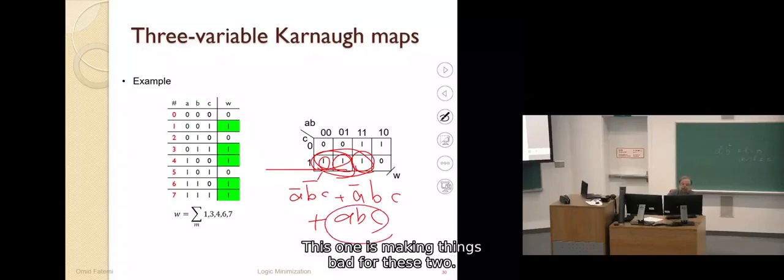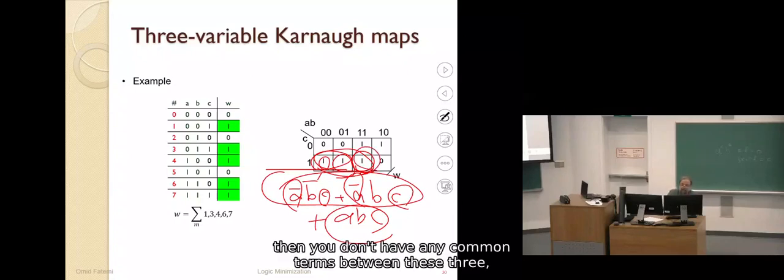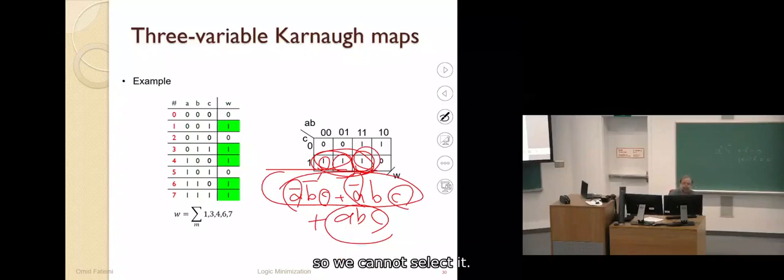This one is making things bad for these 2. If it was only these 2, then we had A naught C from these 2, which we could select, and then A naught C with B plus B naught, which would be A naught C. But when you add these, then you don't have any common terms between these 3. So we cannot select it.